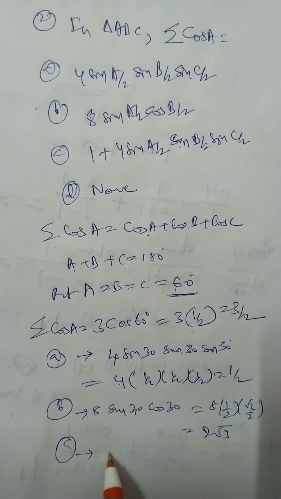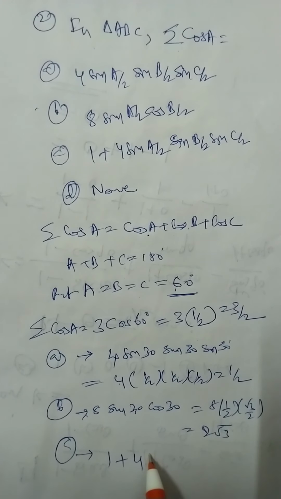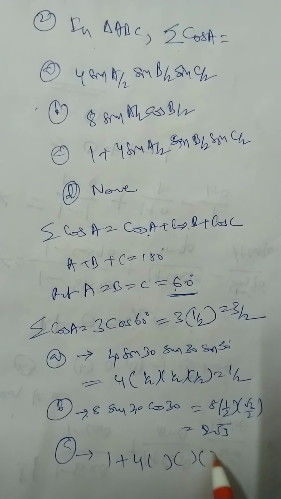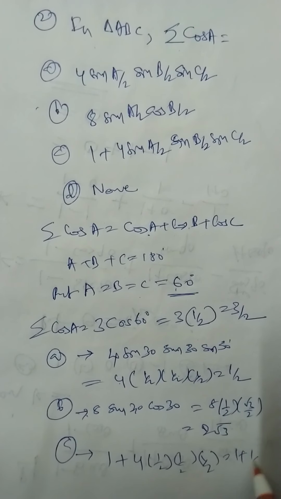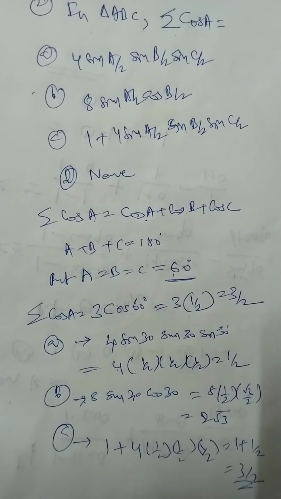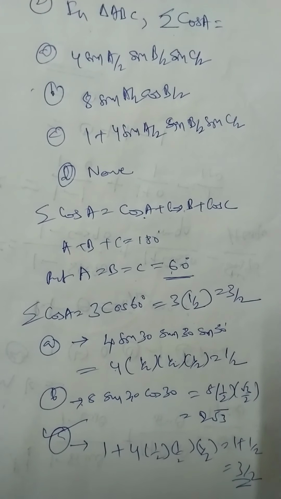Now substitute in option C, 1 plus 4 sine A by 2, sine B by 2, sine C by 2, which we have already calculated. So 1 plus this entire value, when you substitute here, is 1 by 2, 1 by 2, 1 by 2. So that is 1 plus 1 by 2, and you will get 3 by 2. So the right option is C. In that way you can conclude the solution of this problem.